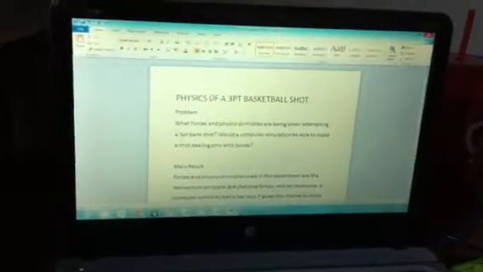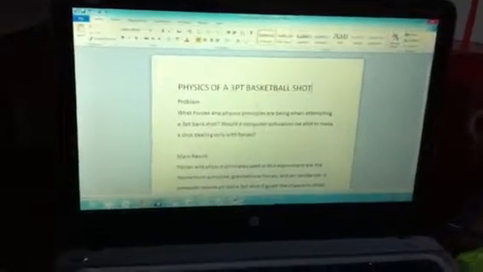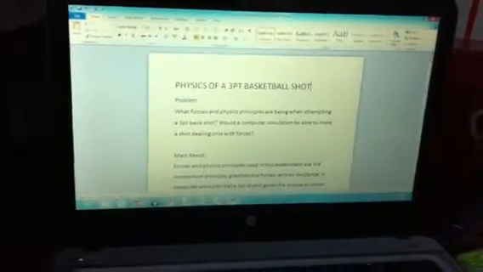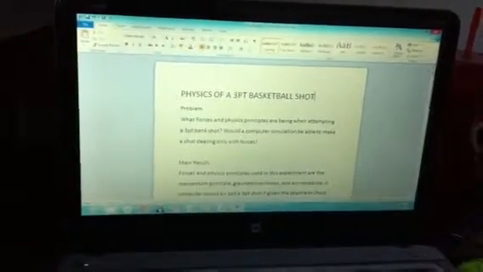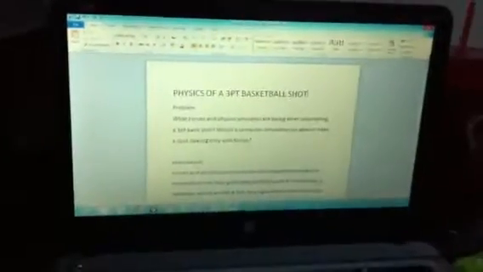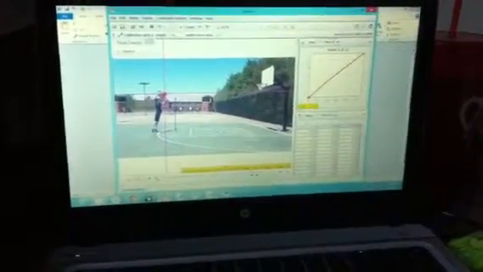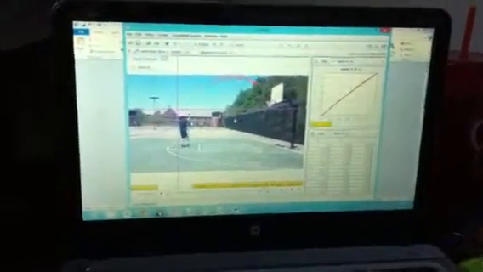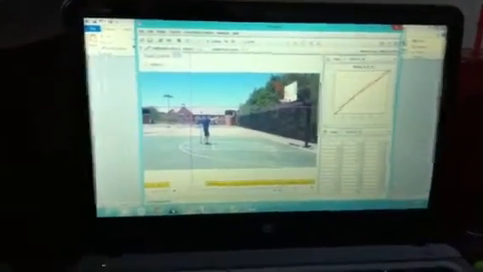Hello class, my name is Duncan Hazel, and for my final lab I did the physics of a three-point basketball shot. I asked myself what forces and physics principles are being used when attempting a three-point bank shot, and would a computer simulation be able to make a shot dealing only with forces. So here's me taking a shot and using the tracker video to make the three-point bank shot.